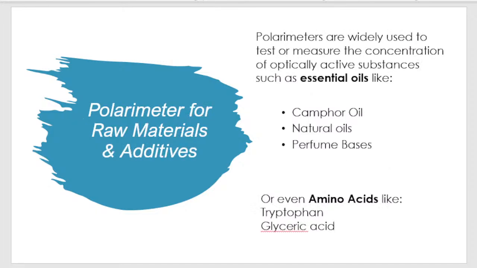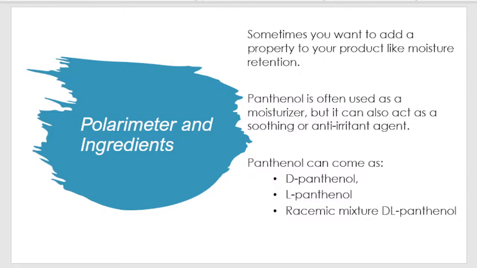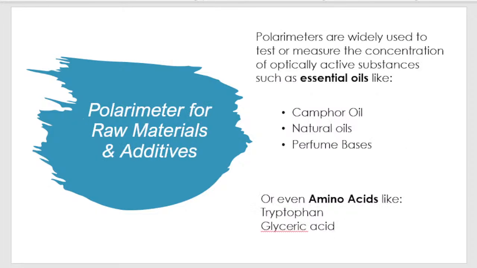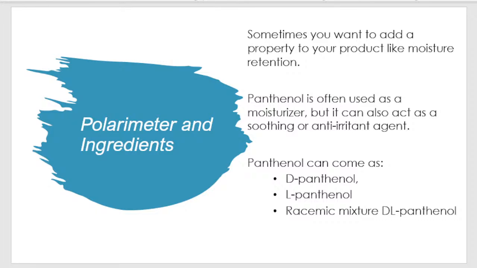So here we spoke about raw material and additives, more as in the incoming or receiving of these raw materials and additives to check their concentration. Here we're talking more about the production side. So this is more like a quality control of receiving these materials and raw materials and additives. This is quality control of production.